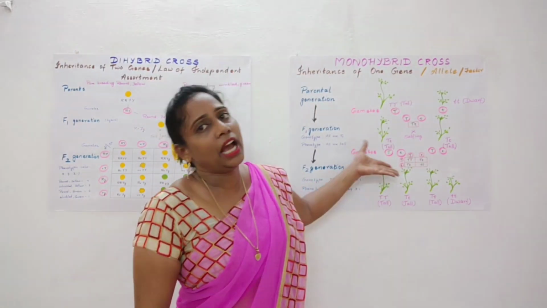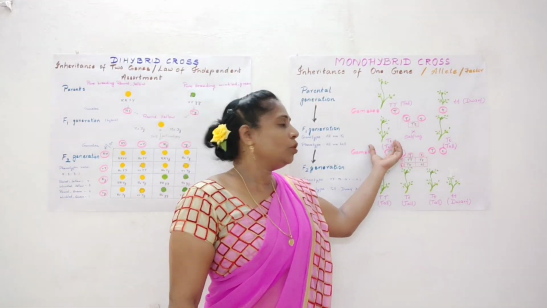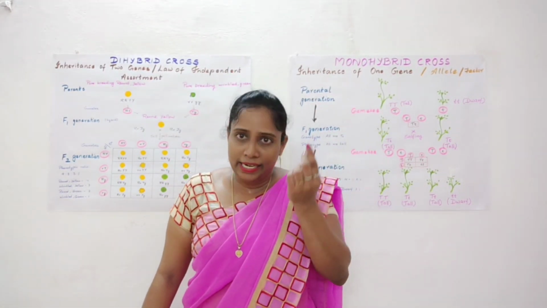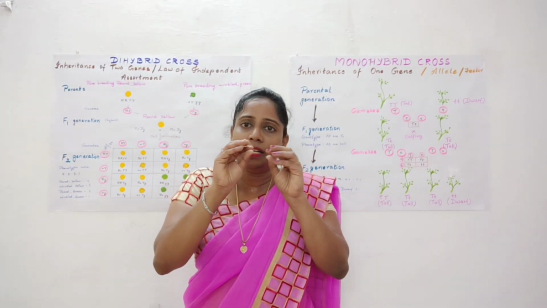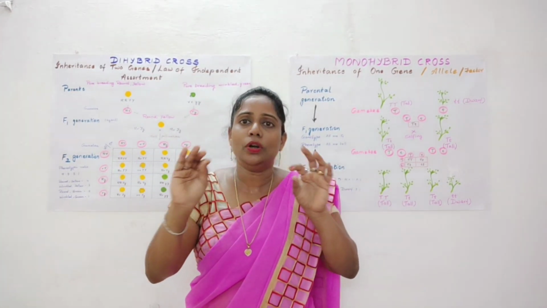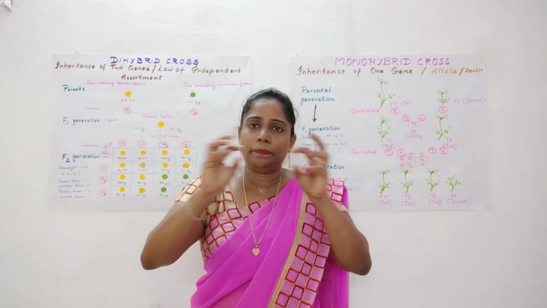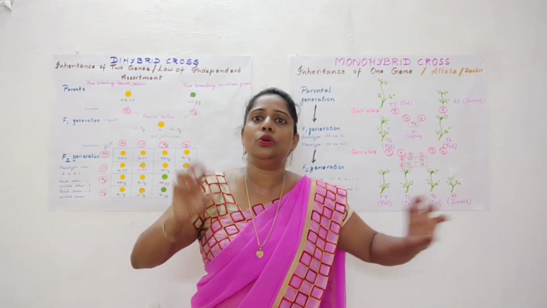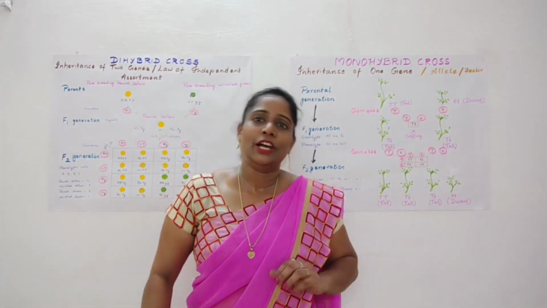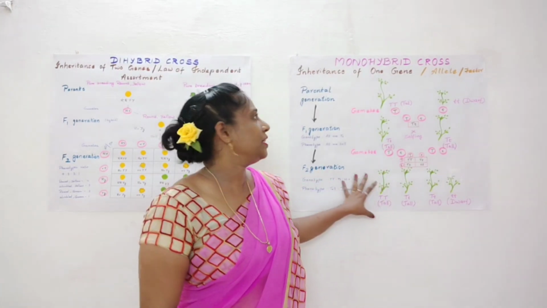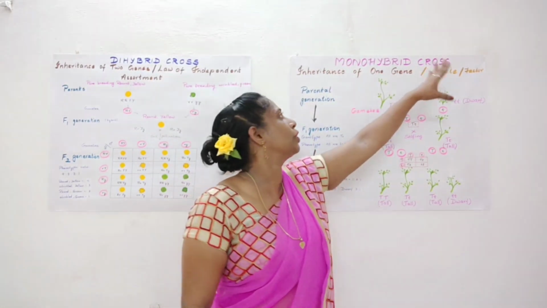So during the gamete formation, though there are two alleles in an allelic pair, the alleles will separate without any overlapping. They will separate and each allele will go into a specific gamete. Are you clear, children? This is with respect to monohybrid cross.